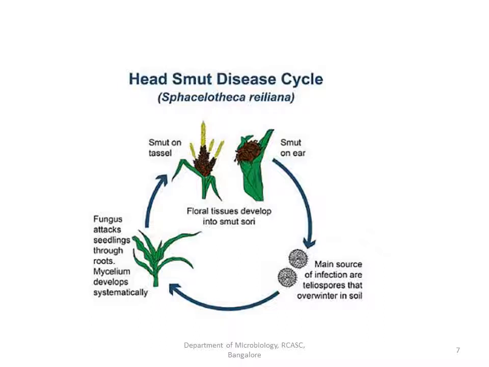Later they get transformed into diploid teleospores. These teleospores in the ovary are covered over by a thin membrane. This membrane ruptures, the spores are released outside, and the cycle continues. So this is one of the diseases where the organism causes systemic infection, which you have to remember.